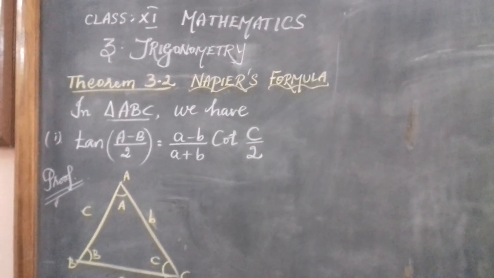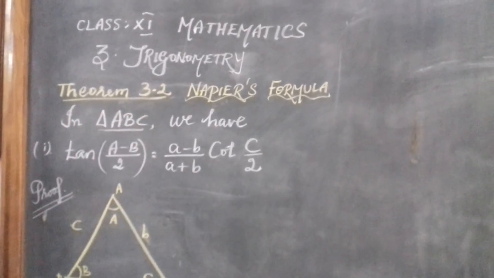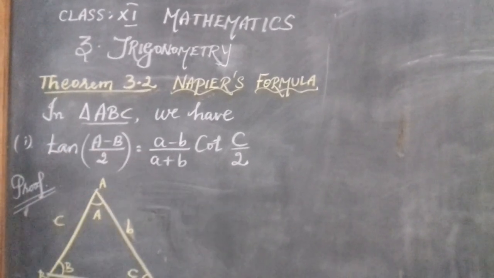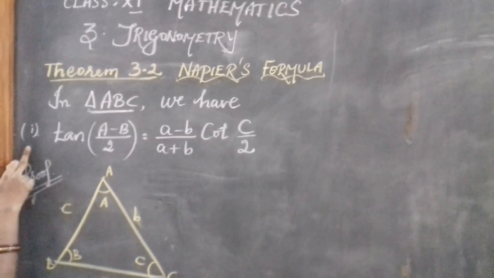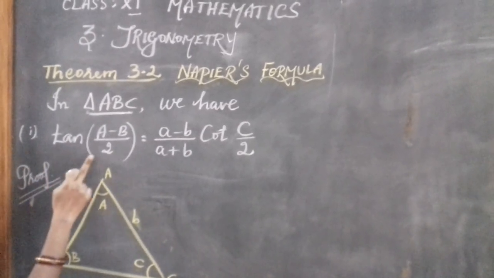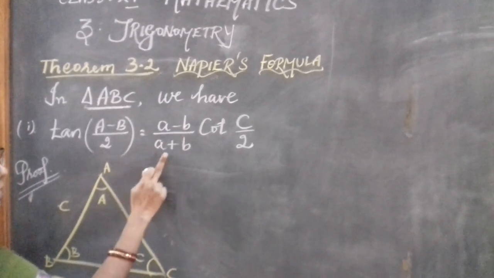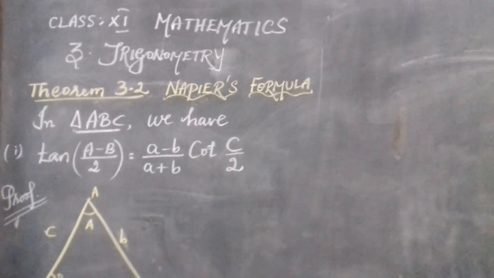In this session, we are going to see trigonometry theorem 3.2, Napier's formula. In triangle ABC, we have the first subdivision: tan of (A minus B) by 2 is equal to (a minus b) divided by (a plus b) into cot C by 2. Now let's see the proof.